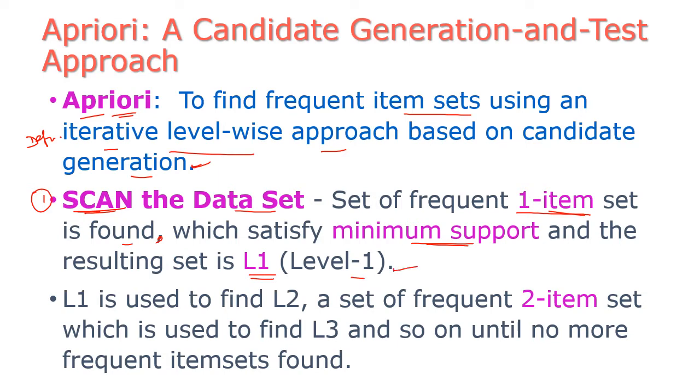Let us see one example, then you can understand this easily. L1 is used to find L2. What is L2? L2 is the set of frequent two-item sets, the two items that occur frequently together. L2 is used to find L3, in which the three items occur frequently, and so on, until no more frequent item sets are found. This is the purpose of scanning.